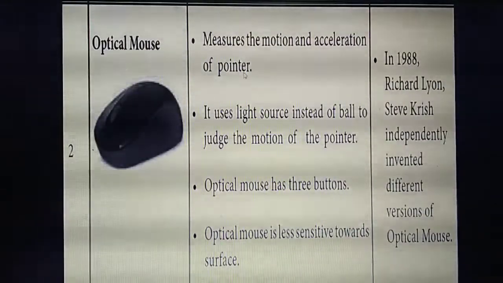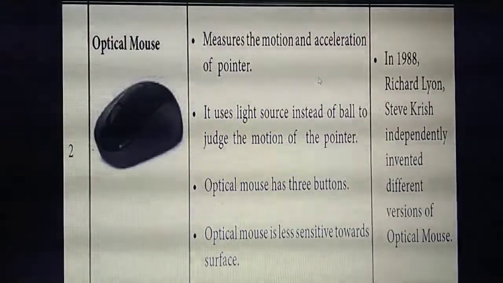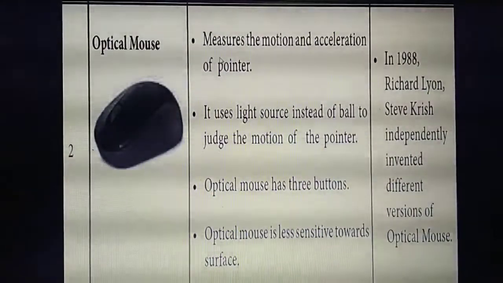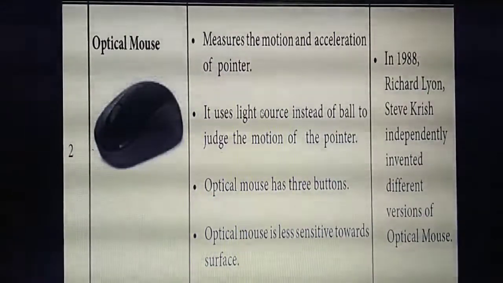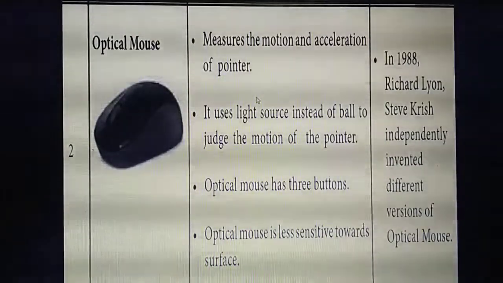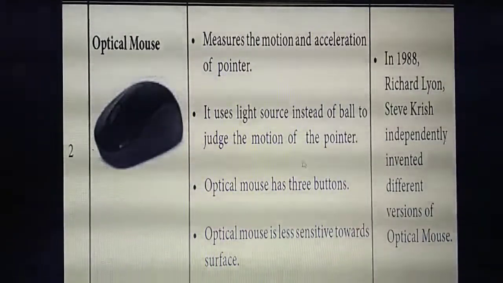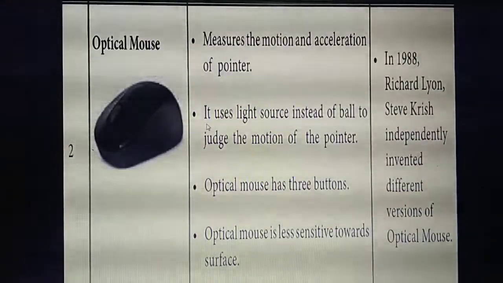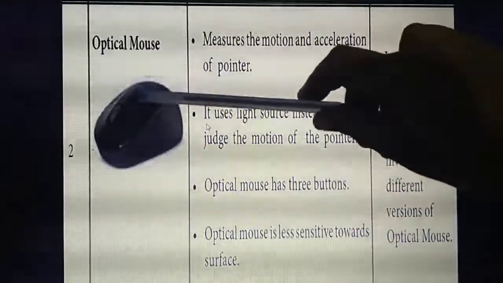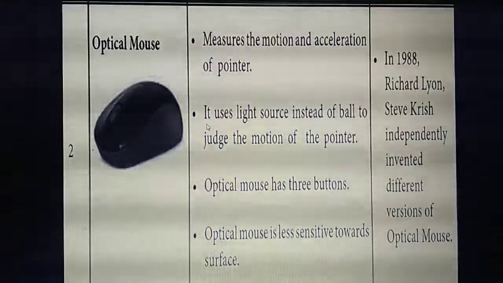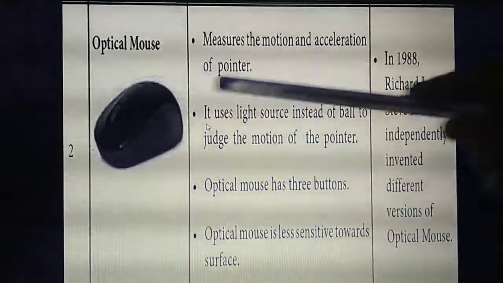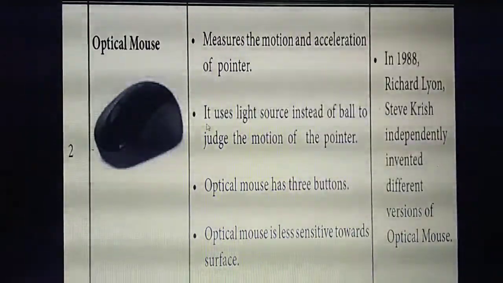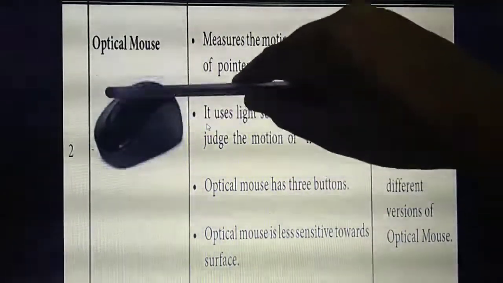I am moving this pointer from here to here. How will it judge whether the pointer is placed here or here? It judges using that light source. So instead of scrolling a ball, the optical mouse uses a light source to judge the pointer. Also, in this diagram you can see this mouse has 3 buttons. How many buttons? 3: right side, left side and center.